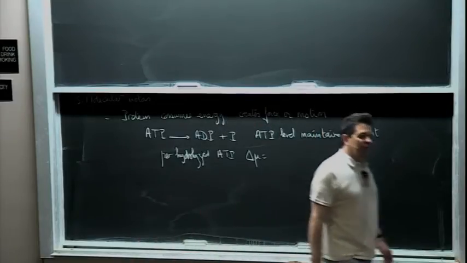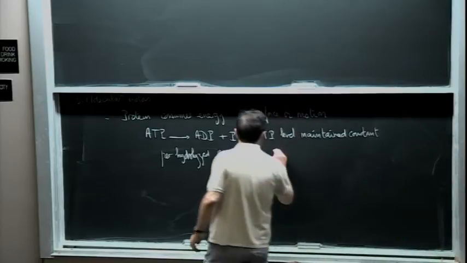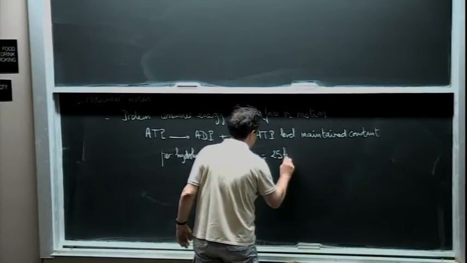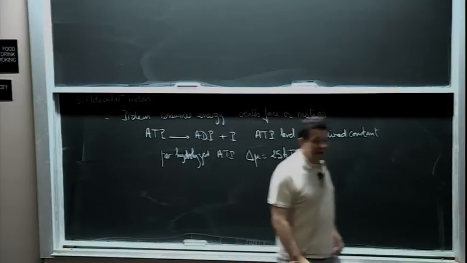Now this delta mu, it's a free energy, so it depends on the concentrations of ATP, ADP, and phosphates and stuff. In the conditions of a cell, the value of delta mu is something like 25 kT. So that's where molecular motors get their energy. They trap an ATP molecule, it's hydrolyzed, and that provides energy to the molecular motor.